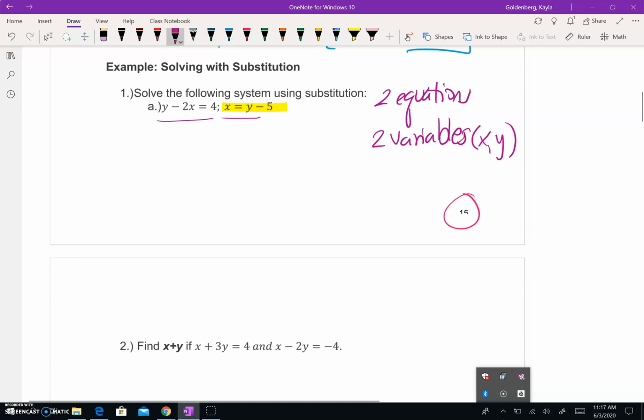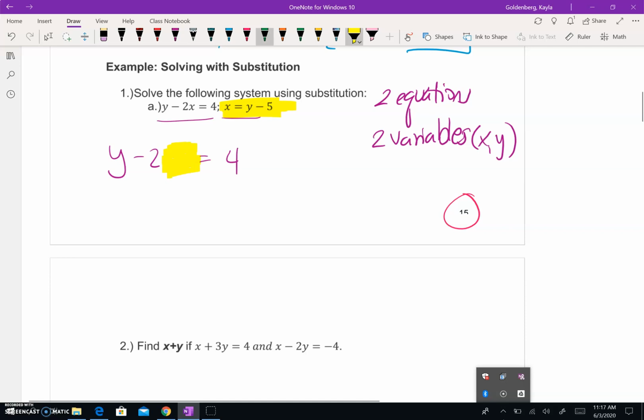Because what we're going to do is we're going to take equation 1, which is y minus 2x equals 4, and instead of using x, we're going to say, okay, well, we know from equation 2 that x is exactly the same as y minus 5. So what I'm going to do is I'm going to take away the x.